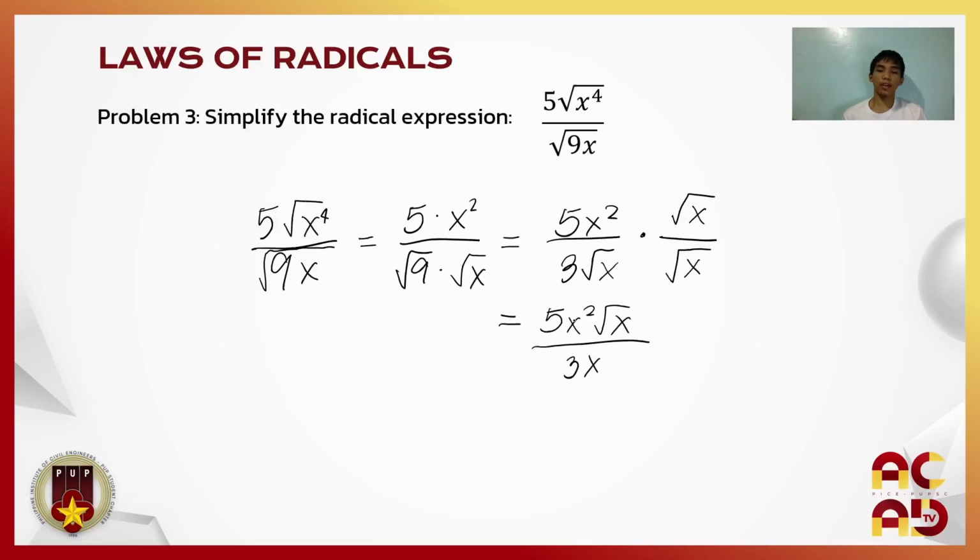And remember, meron pa silang factor na pwede nating matanggal. So, ano yung factor? Pareha silang may x. So, pwede natin ito matanggal at pwede rin natin ito matanggal. So, ang final answer natin would be 5x, the square root of x, all over 3. So, ito na yung ating final answer.